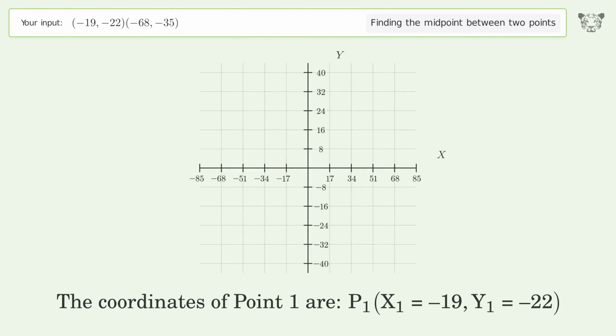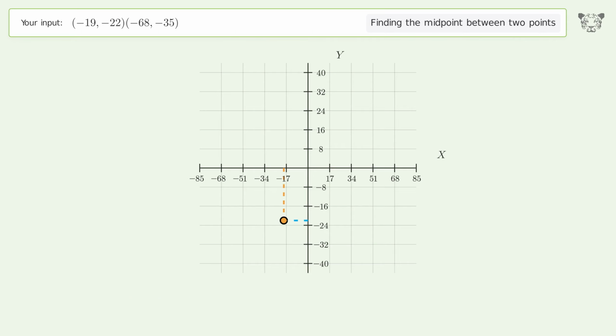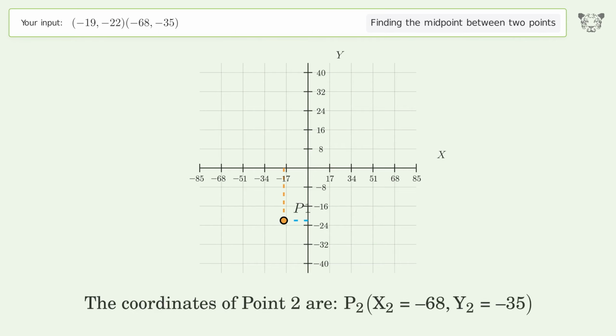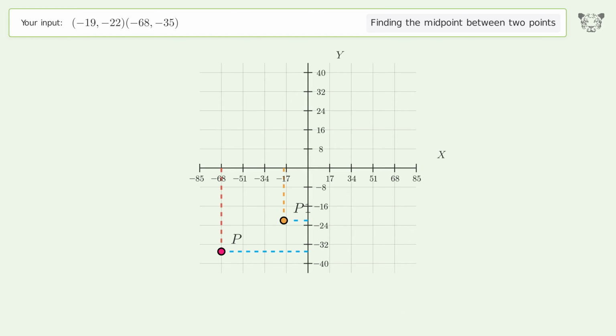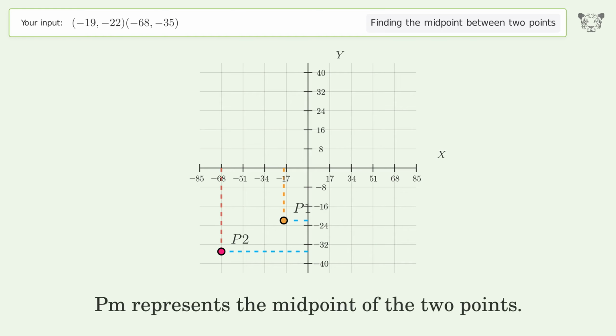The coordinates of point 1 are, x1 equals -19, y1 equals -22. The coordinates of point 2 are, x2 equals -68, y2 equals -35. PM represents the midpoint of the 2 points.